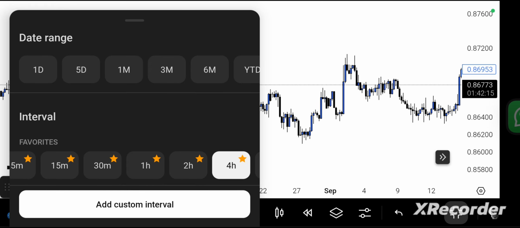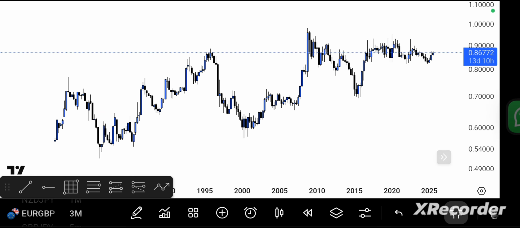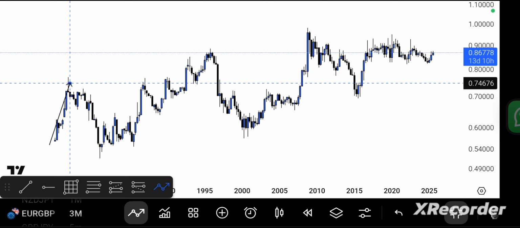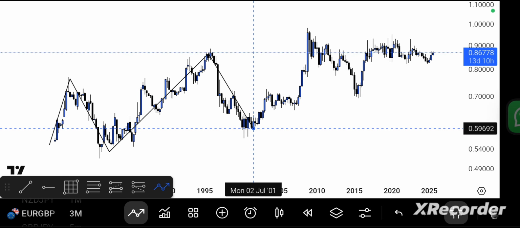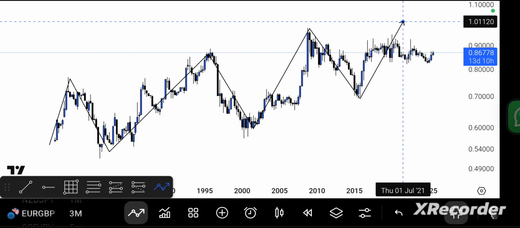I start far back at the 3 months time frame. The first thing I do when I come to the 3 months chart is to see if this market is tradable. What do I mean by that? Is this market a trending market or is it a ranging market? As we can see, the market is trending. We have the market giving us a higher high, higher low, higher high, higher low, higher high, probably a higher low, and probably we are expecting a higher high.